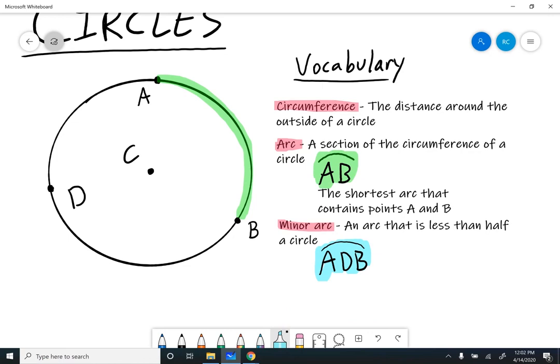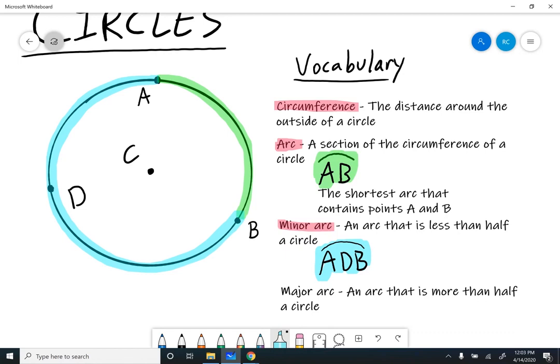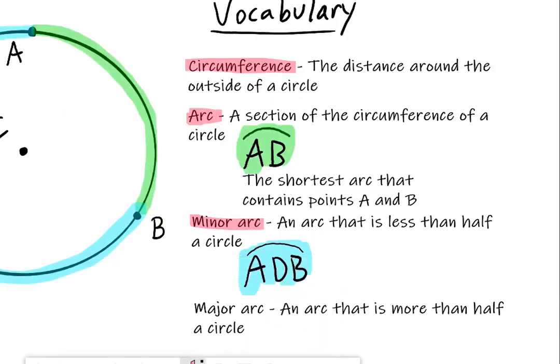And that would still denote the shortest arc that contains points A and D and B, so I have to go around the other way. It automatically means the major arc, the major arc that goes from A to B, but through point D. So a major arc is an arc that is more than half a circle. And then half a circle is a semicircle. You already know that.